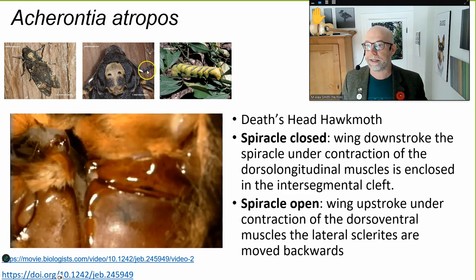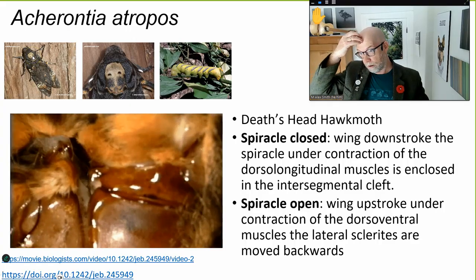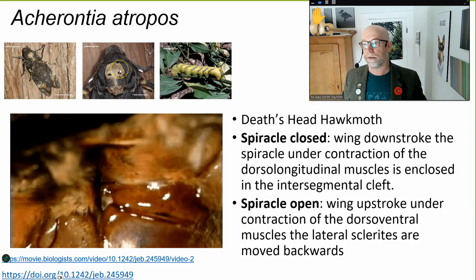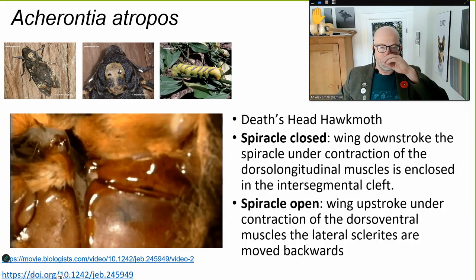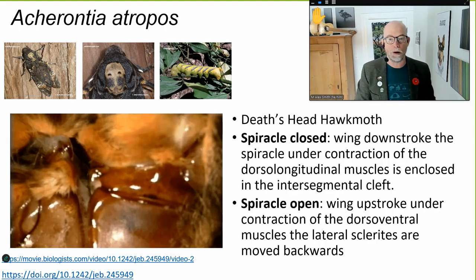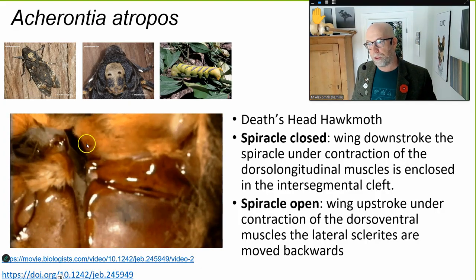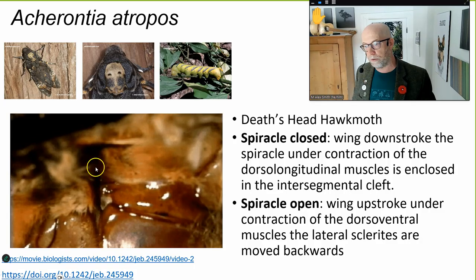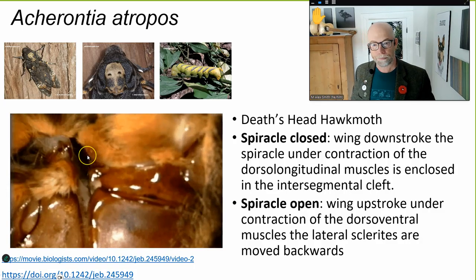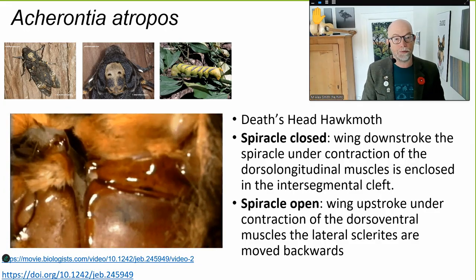So there's the big gorgeous caterpillar, and here is the adult, and you can see the scales on the thorax that array to look a little bit like a skull. So that's the root of the common name, the death's head hawk moth. This is a look at its thorax underneath the wings, and we're looking at this hole right here. These are spiracles, the openings of the tracheal system to the external environment.